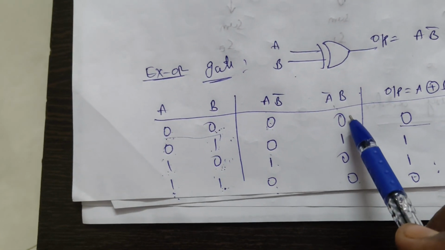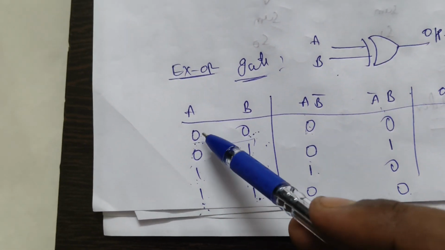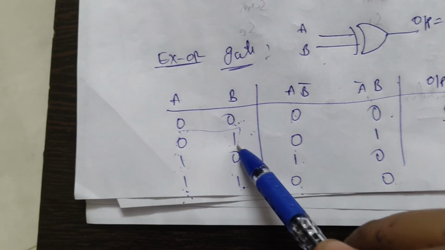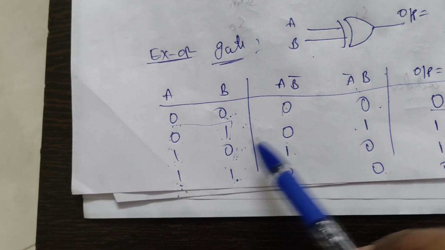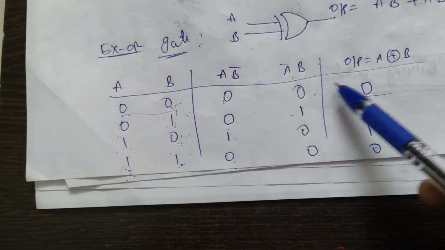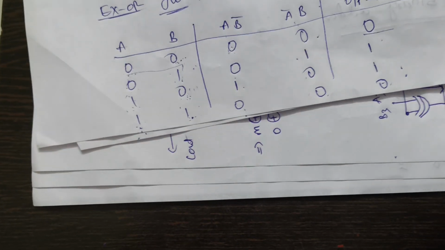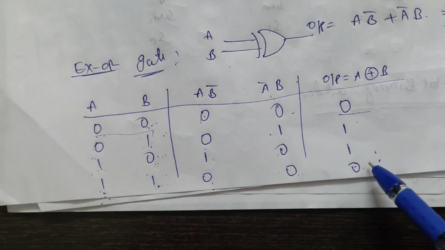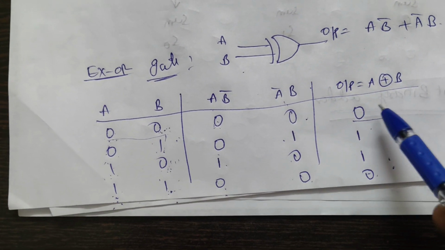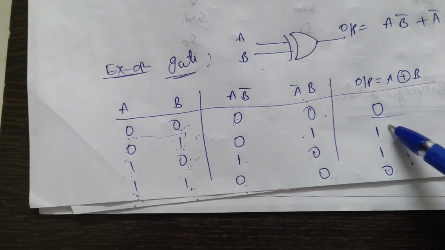Similarly, we can compute A bar into B. First we complement the A bit information as 1 1 0 0. Multiplying with the B bit: 1 into 0 is 0, 1 into 1 is 1, 0 into 0 is 0, 0 into 1 is 0. Now we add these two: 0 plus 0 is 0, 0 plus 1 is 1, 1 plus 0 is 1, 0 plus 0 is 0. From this truth table we have to remember one thing: if both inputs are the same, like 0 0 or 1 1, the output is low, that is 0. If they differ, like 0 and 1 or 1 and 0, the output is high.